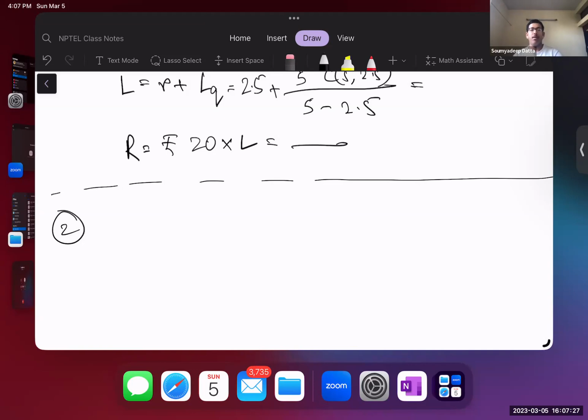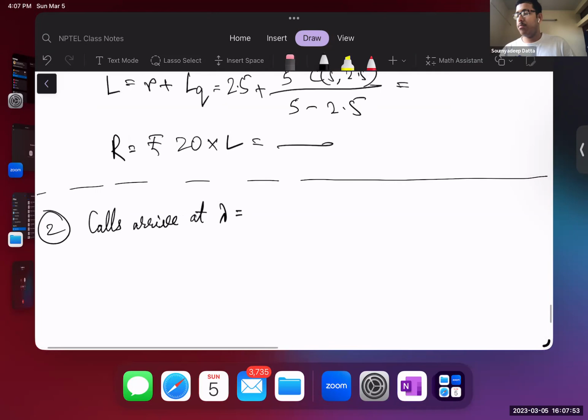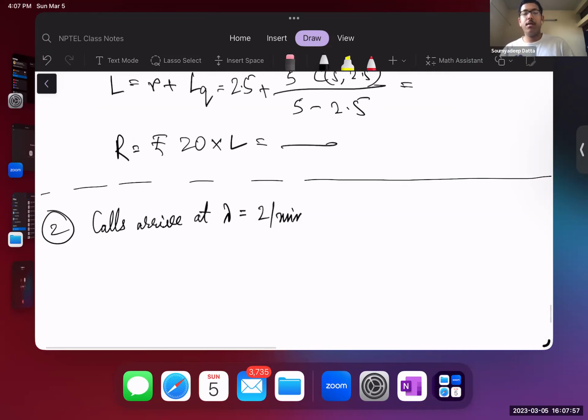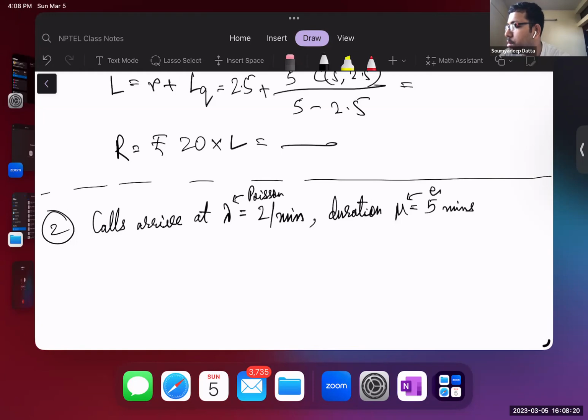So let's say calls arrive, and you know your customer base, so you know calls arrive at a certain rate, lambda equal to something like 2 calls per minute. This is of course a Poisson arrival process, and the duration is, let's say, the average duration is something like 5 minutes. And so this is exponential.